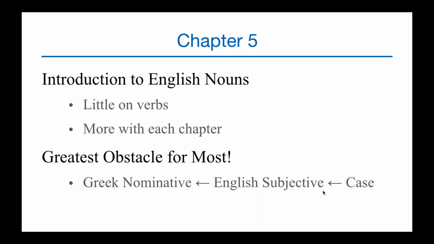You don't have to be an expert, but you have to understand it pretty well, because whenever I say, oh, the dative is very similar to the English indirect object, you have to understand what an indirect object is in order for that sentence to mean anything to you. So we're going to briefly go over English nouns. We're going to do just a little bit on verbs, and he adds a little bit more with verbs as he goes throughout.